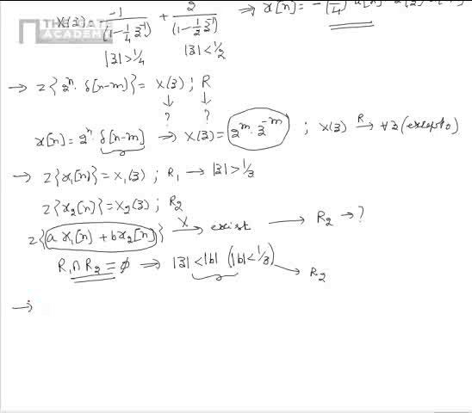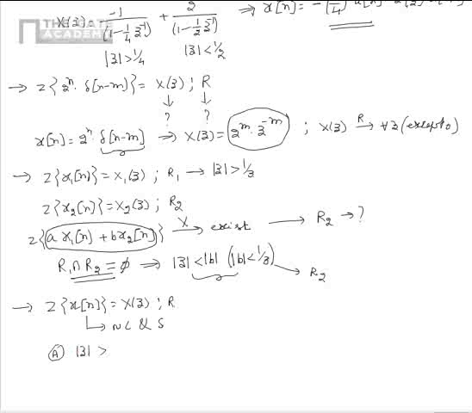Now let us look into another problem, as per which the z transform of a signal x of n is given as x of z, and the corresponding ROC is R. It's given that the signal is both non-causal and stable. Then we have to pick the possible ROC out of the options given.